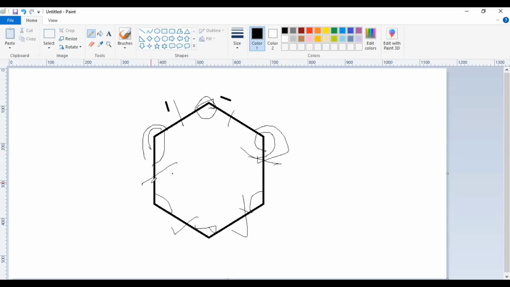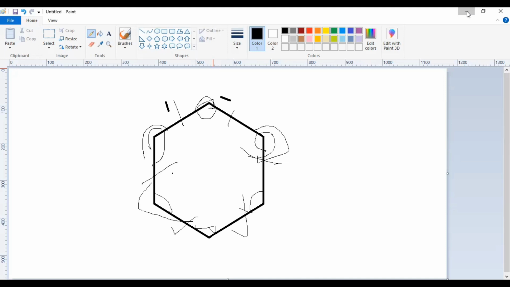Are we getting it? So these are the exterior angles. This rule says that the sum of the exterior angles is 360. So that is it.